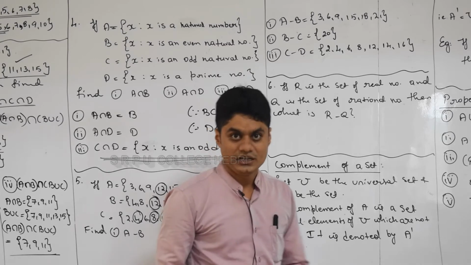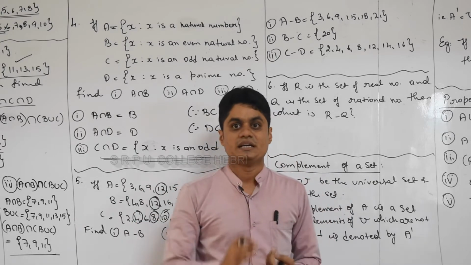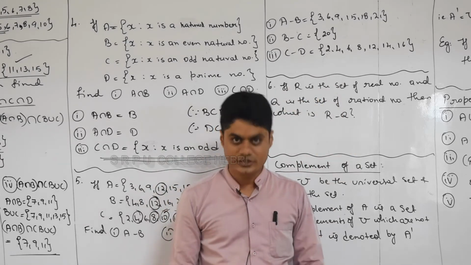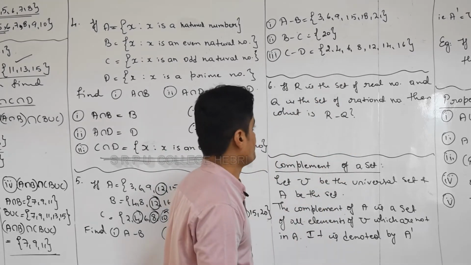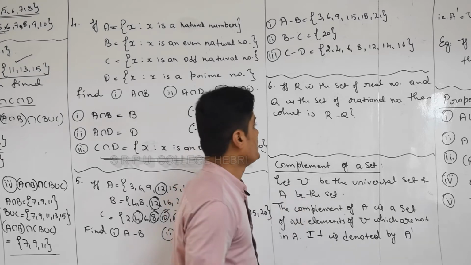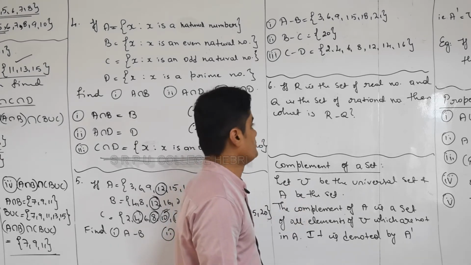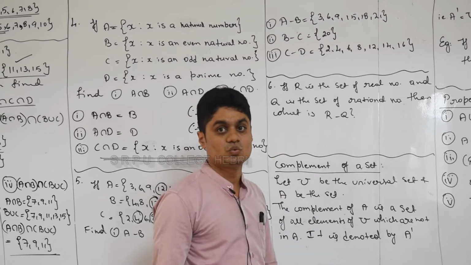Subtraction. So what we learned today in problems is intersection, union and the difference between sets. Got it? Very good. So next question. One mark question, simple question. If R is the set of all real numbers and Q is the set of all rational numbers, then what is R minus Q? What is R minus Q?